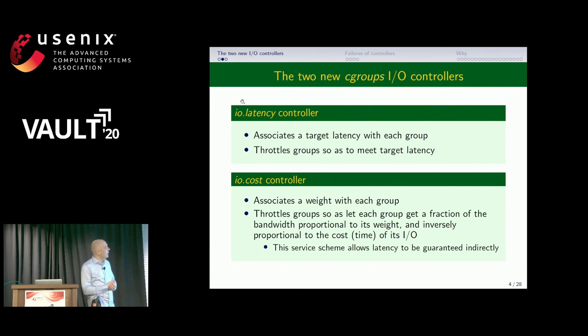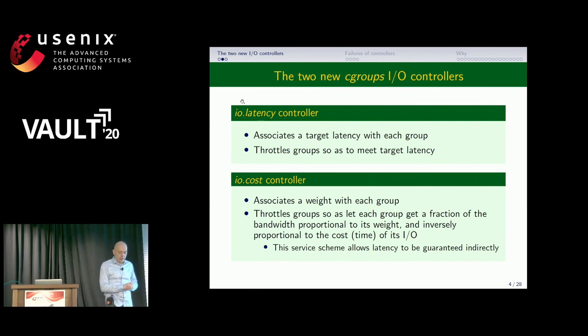In io.latency, every group is associated with a target latency, and the controller just throttles groups so as to let each group meet its target latency. IOCost is more complex, and in this case, each group is associated with a weight, and the controller throttles groups so as to give to each group a fraction of the bandwidth of the drive proportional to the weight of the group and inversely proportional to the cost of the I/O done by the group.